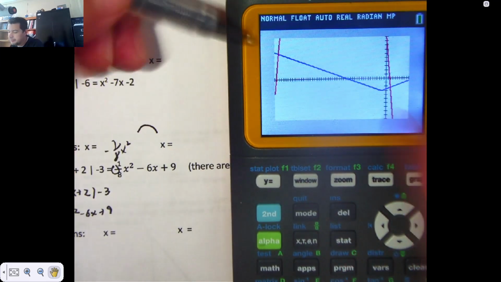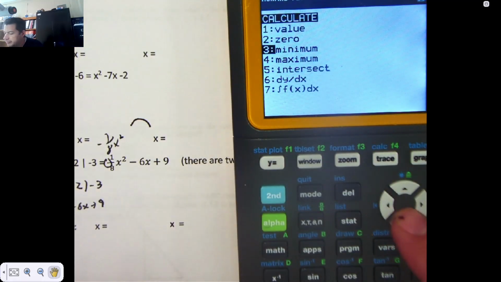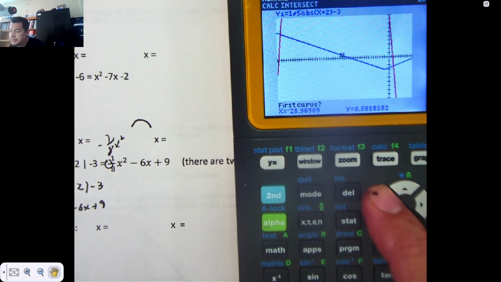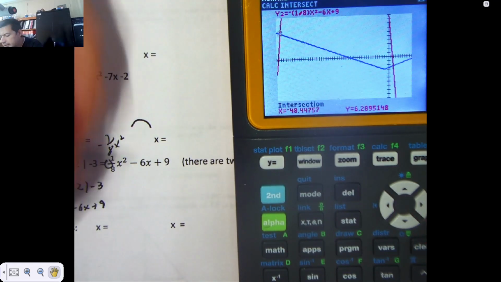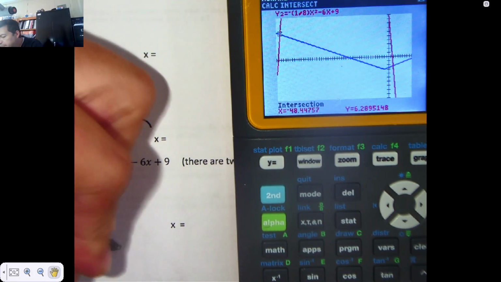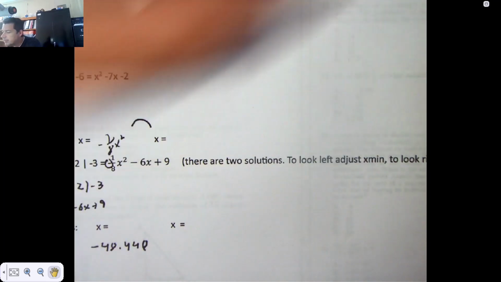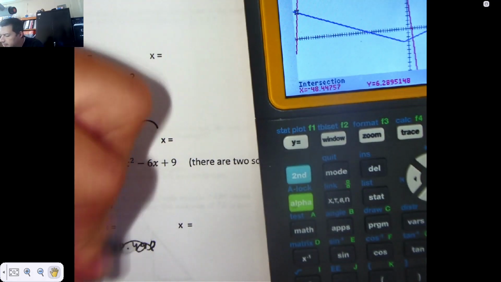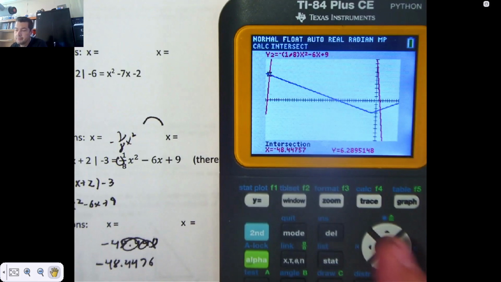So there's two answers here. I'm going to hit second trace 5 for intersect. I'm going to take my cursor and get it close to the left-hand intersection. Then I'm going to press enter 3 times. 1, 2, 3. And I've got -48.448, because how did I ask you to round? Fourth decimal. -48.4476. There's one of them.